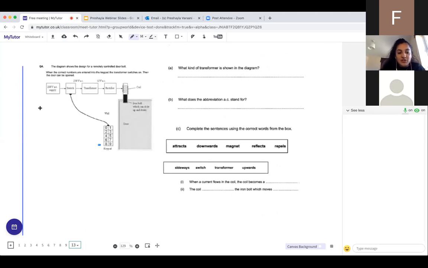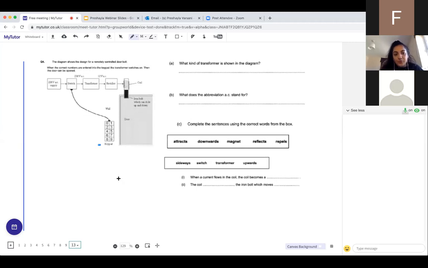So we have a 230 volt supply going to a switch, which is controlled by the keypad. If that switch gets closed because you put the correct combination in, the transformer switches on and the door can be opened. It goes to this thing called a rectifier. Don't worry too much about that. And then it goes into the coil, which allows the iron bolt on the door to open and close. So unlock it and lock it.